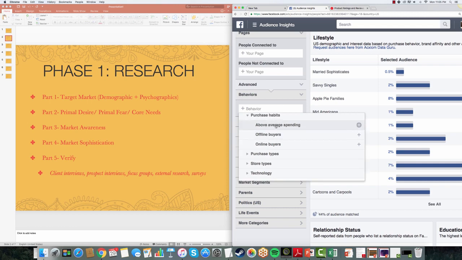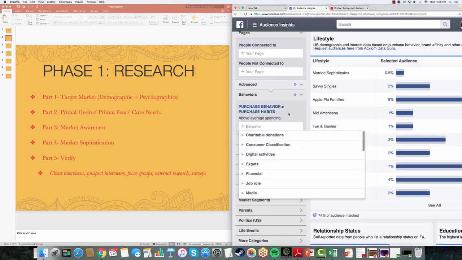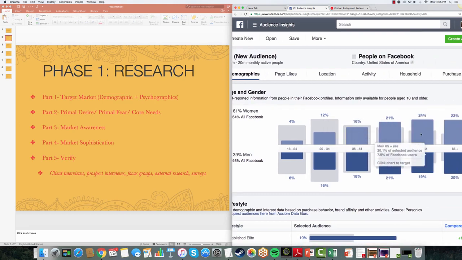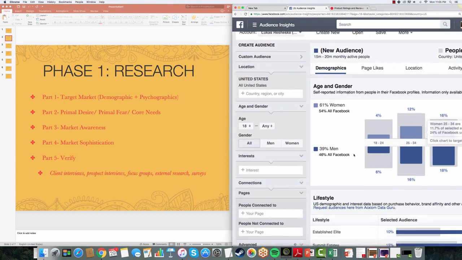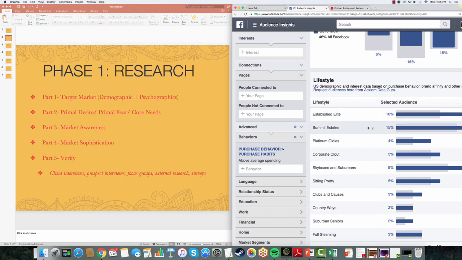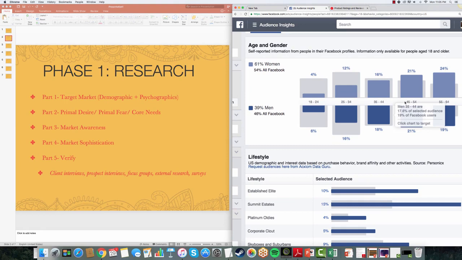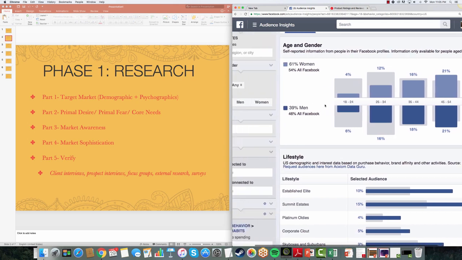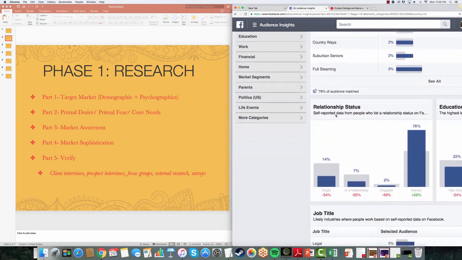Are they above average? Yeah, click on that. Absolutely. Let's look at what above average purchase behavior people look like. 15 to 20 million active people, 61% of them are women, and the majority of them are over the age of 45. If that doesn't get you excited, then you should check your pulse. Established elite, luxury buyers, Summit Estate, Platinum Oldies, Corporate Clout. These are baby boomers who are spending the money that they earned during their lives on themselves. So this is incredible information, especially on Facebook.